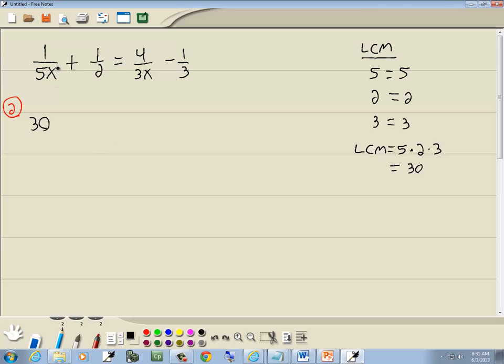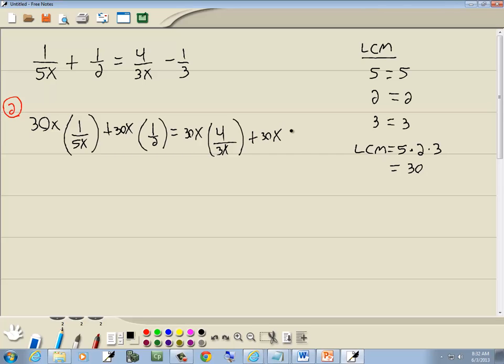Now for the x's, we're looking for the greatest number of x's in a single denominator. There's 1 here, none here, 1 here, none here. So the greatest number of x's in a single denominator is 1. So we're going to multiply everything by 30x. Multiply times the 1 over 5x. Multiply times the 1/2. Multiplied by the 4 over 3x. And multiplied by the negative 1/3.